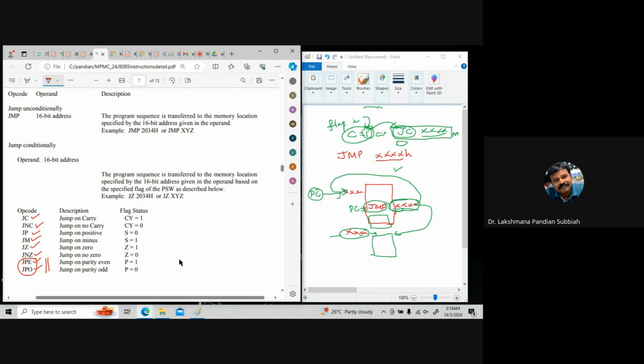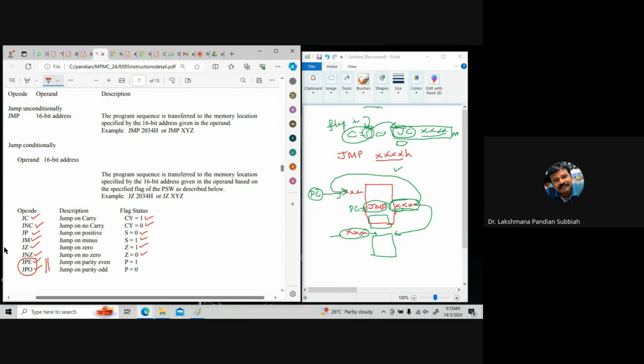These are all the conditional jumps. The condition occurs when the carry flag is set, or when a flag is 0 or reset. When the sign flag is 0, the number is positive. Sign flag 1 means minus. The zero flag being 1 means the total result is 0. So we have jump on 0 and jump on no 0.